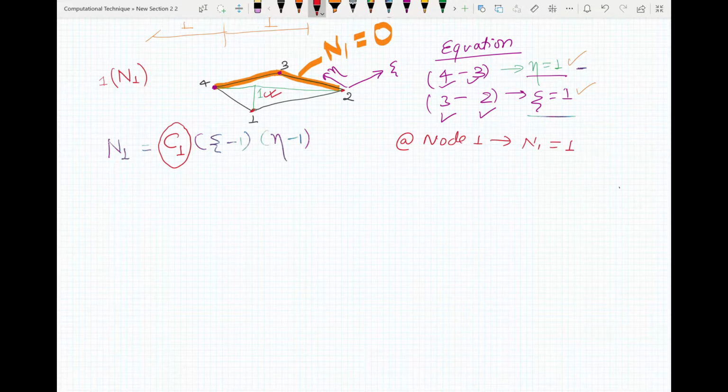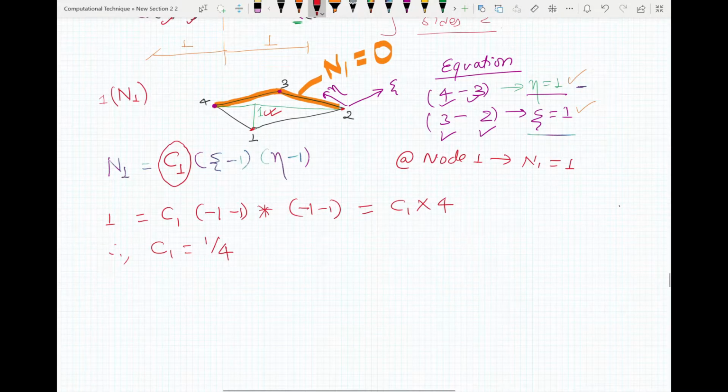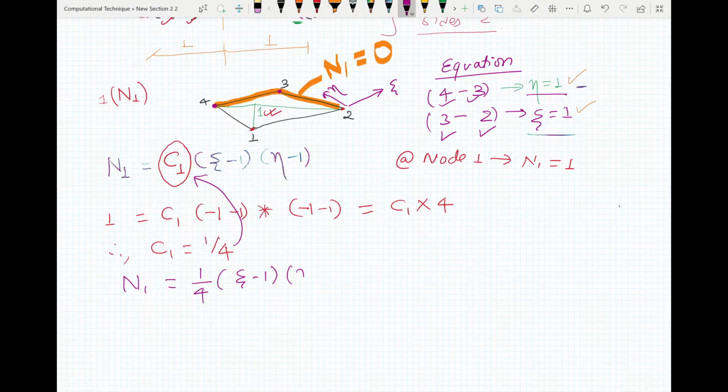Now if you do this, 1 will be equal to c1. Now your xi and eta for node 1 are minus 1 and minus 1. So what you do here is you write minus 1, and then minus 1, minus 1, and minus 1. So what do you get? c1 will be 1 by 4. And then you can substitute this value back here. Then you get your n1 equals 1 by 4 times (xi minus 1) times (eta minus 1).